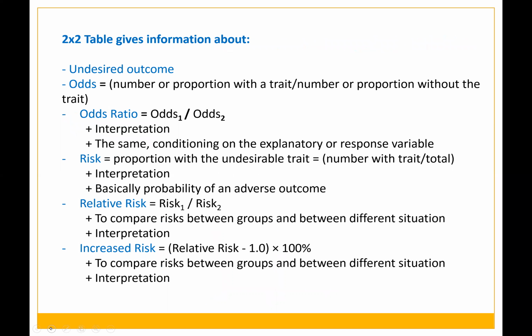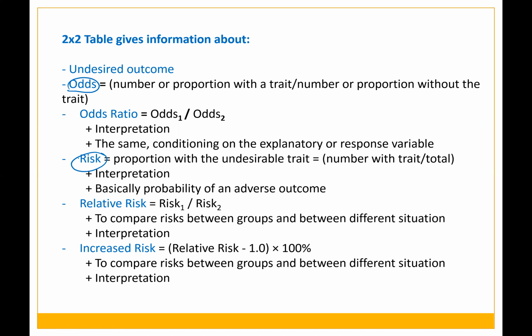We also have the 2x2 table. It gives information about what the undesired outcome is. So if they're asking what the odds or the risk of something is, that something is the undesired outcome, and that's what we are looking for. Then we have the definitions of odds and risk. Odds is different from risk, even though in reality people tend to confuse them or use these concepts interchangeably, but they're not the same.